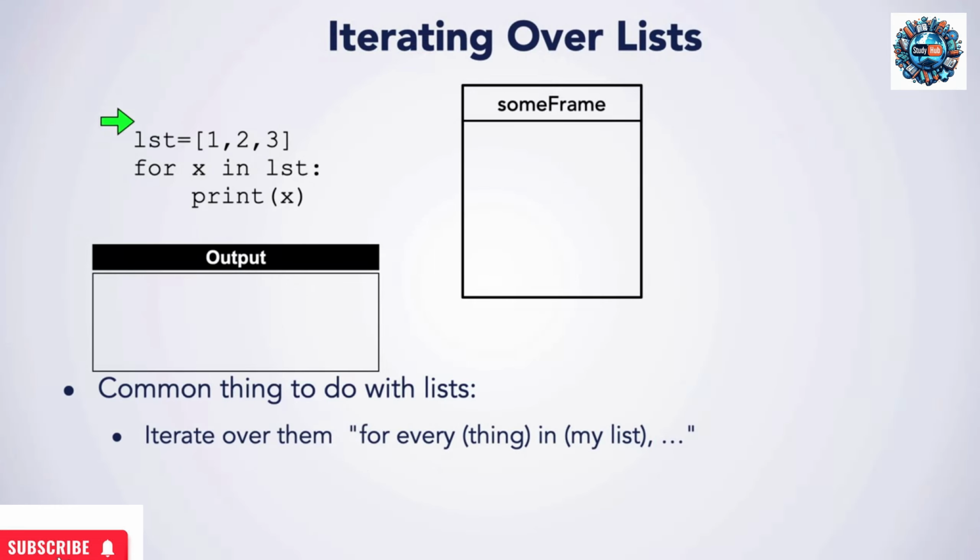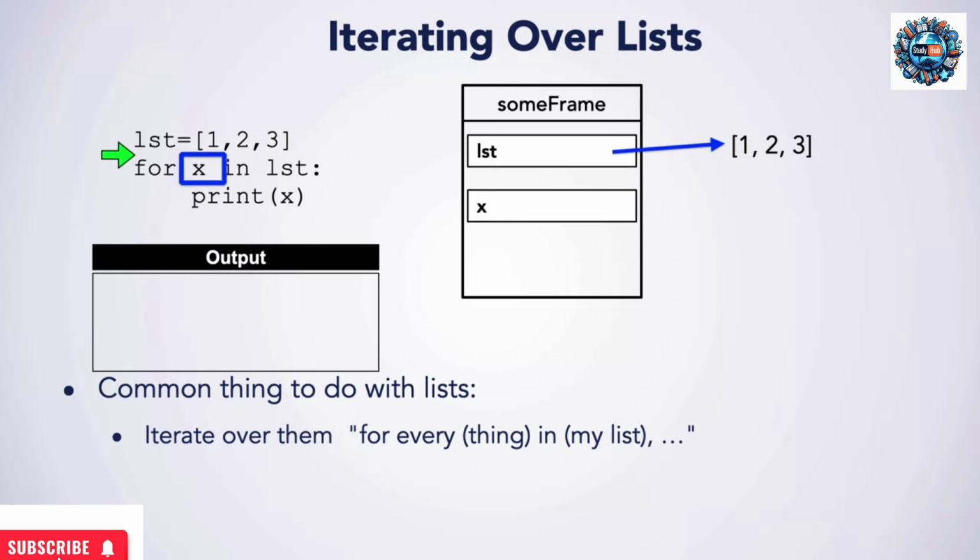We begin execution at the start of the code with an empty frame. The first line makes the list 1, 2, 3 in the heap and points list at it. Next, we need to make a box for the iteration variable x, so we add that to the frame. Now we need to evaluate the expression for what to iterate over. In this case, it is just list, so we will iterate over each element in the list that list points at. We start with x being 1 and go into the body of the loop.